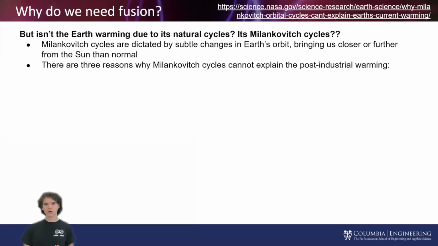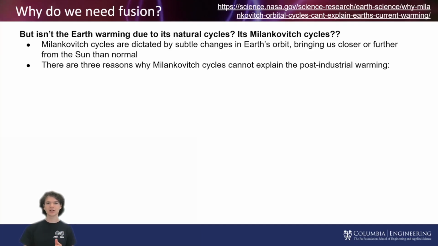So there are these things called Milankovitch cycles, and these Milankovitch cycles are natural changes in the Earth's climate due to changes in the Earth's orbit. So as the Earth orbits the sun, it precesses and nutates, which just means that as it orbits, it changes how close it is to the sun, and it sometimes changes where it's spinning and the axis of how much it's tilting towards the sun.